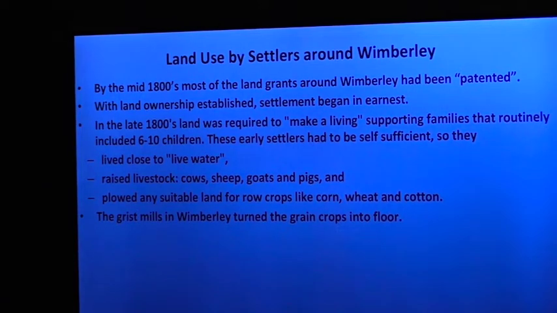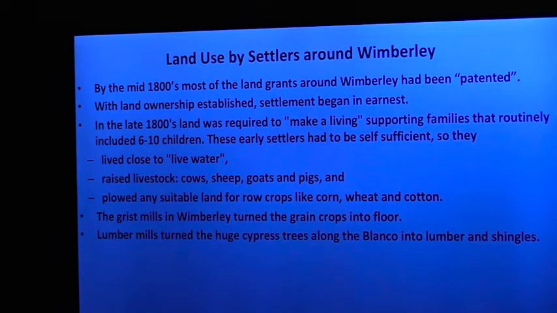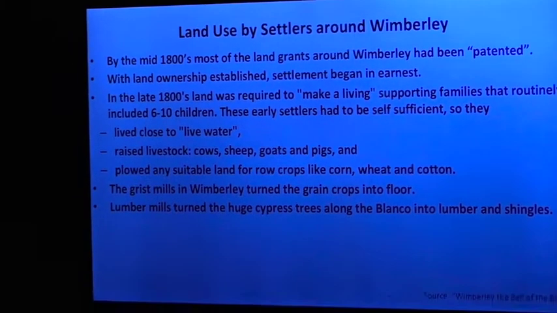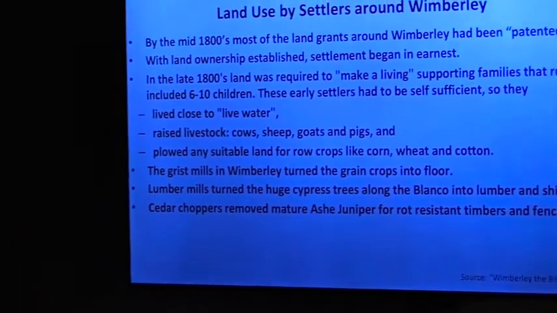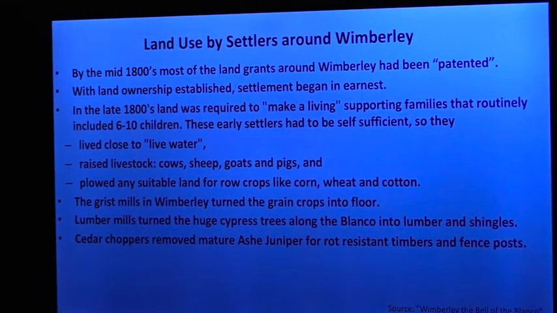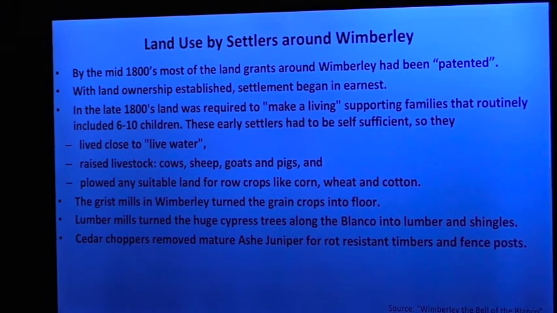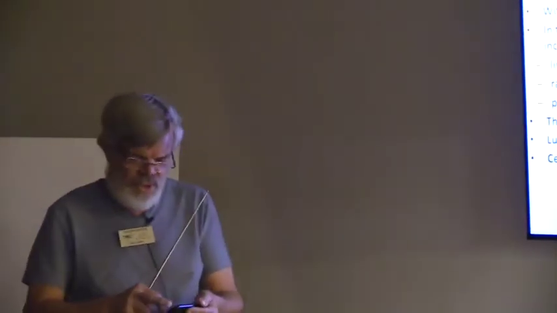They had a grist mill here in Wimberley. You've probably heard of it. That turned grain crops into flour, and then they had lumber mills that would turn the huge cypress trees that used to shade the entire run of the Blanco into timber and shingles. And they cut down the mature ash juniper for rot-resistant timbers and fence posts. During that time, whole wagon trains of fence posts would leave Wimberley and go to Corpus Christi because they were having trouble with all that pine fence posts rotting off. They hadn't discovered pressure-treated lumber yet.